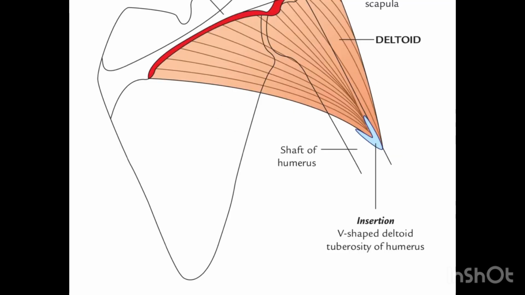And it inserts on the deltoid tuberosity. And where is the deltoid tuberosity? It's on the lateral surface of the humerus.